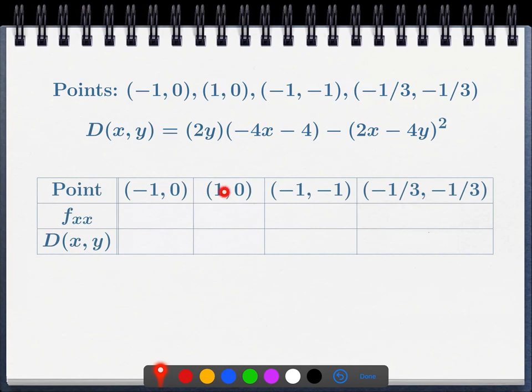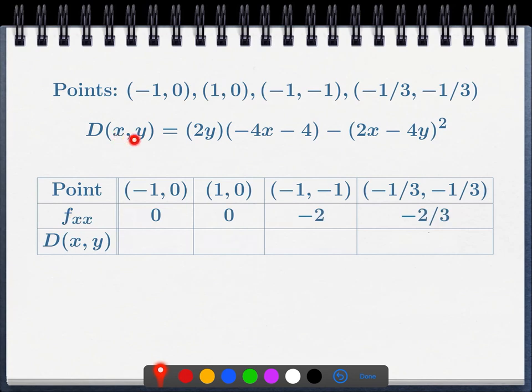We have the 4 points that were critical points. I'm going to go ahead and calculate f sub xx. We only need that when d is positive, but f sub xx was this 2y here, and that's easy to see. That's just 0, 0, minus 2, and minus 2/3. So that's the value of f sub xx.